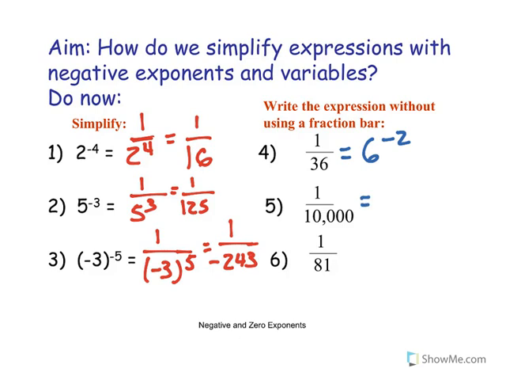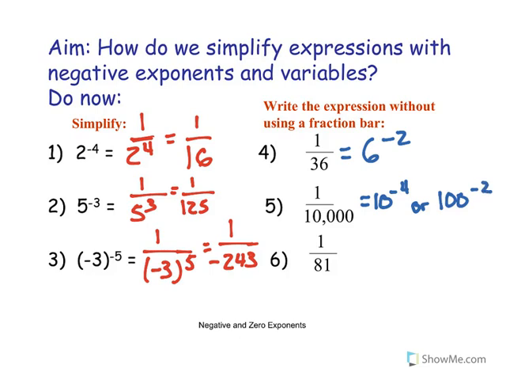Now, what about this? Well, we can do this in a few different ways, right? We can say that 10,000 is 10 to the fourth, so 10 to the negative fourth. But we can also say that it's 100 squared, or to the second power, so we can say 100 to the negative second.